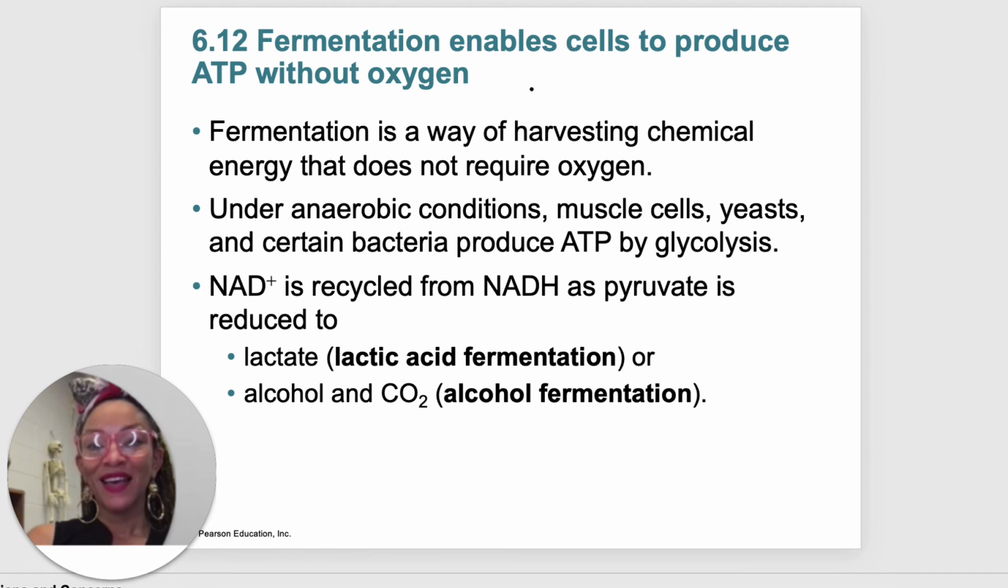Usually for this pathway, we only get about 2 ATP versus 32 that occurs when we do have oxygen present. Our muscle cells do this, and yeast. If anyone bakes bread, you put the yeast in there, right? And then certain bacteria produce ATP. So we have glycolysis occurring first.